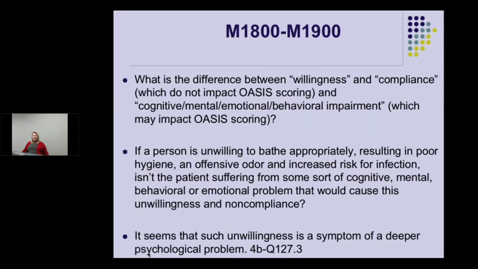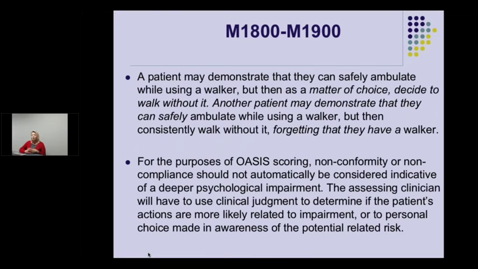In the ADLs and IADL items, M1800 and M1900s, what is the difference between willingness and compliance and cognitive, mental, emotional, and behavioral impairment? If a person is unwilling to bathe appropriately, resulting in poor hygiene, an offensive odor, or increased risk for infection, isn't the patient suffering from some sort of cognitive, mental, behavioral, or emotional problem that would cause his unwillingness and noncompliance? It seems that that would be a much deeper issue and be part of the psychological problem.